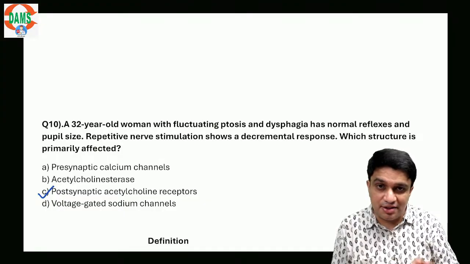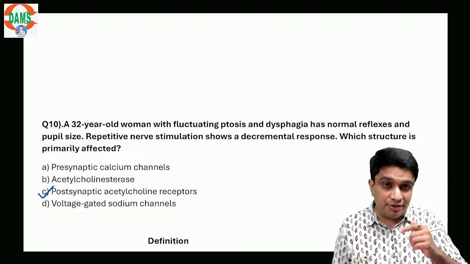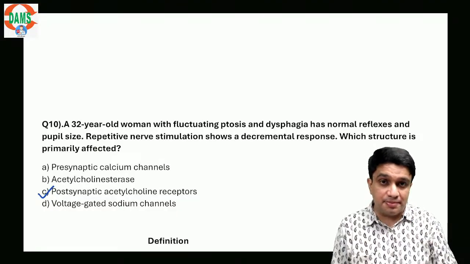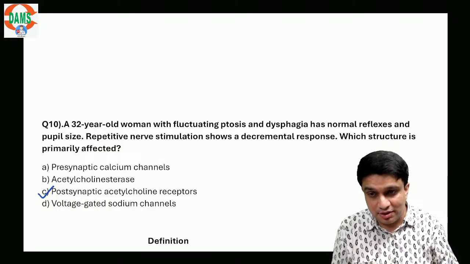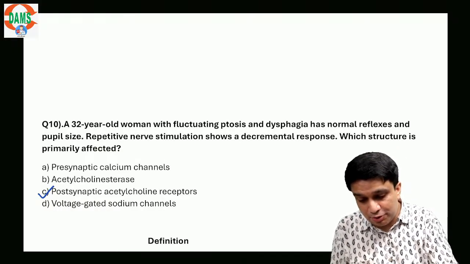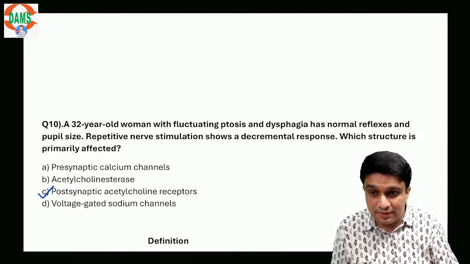This is a classical description of what we know as myasthenia gravis. Look at the story. Ptosis is fluctuating, more in the evening, less in the day. As the day progresses, the ptosis keeps on increasing. Pupillary size is normal. Yes, this is something that you should know now. Third nerve palsy with pupillary sparing occurs here also because it's at the neuromuscular junction.